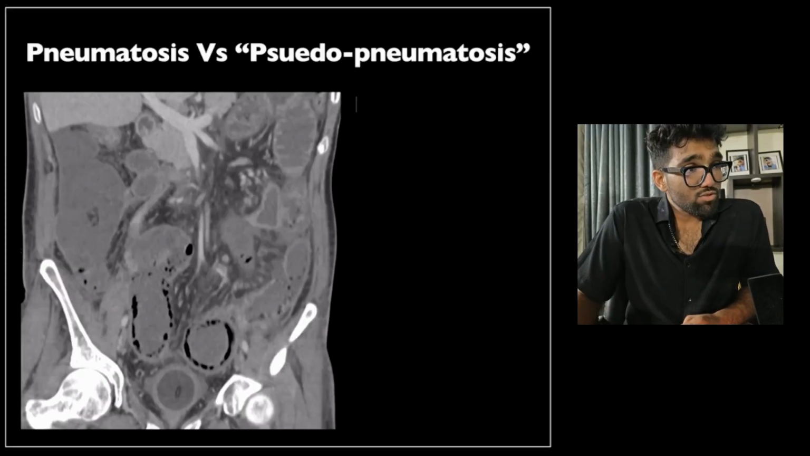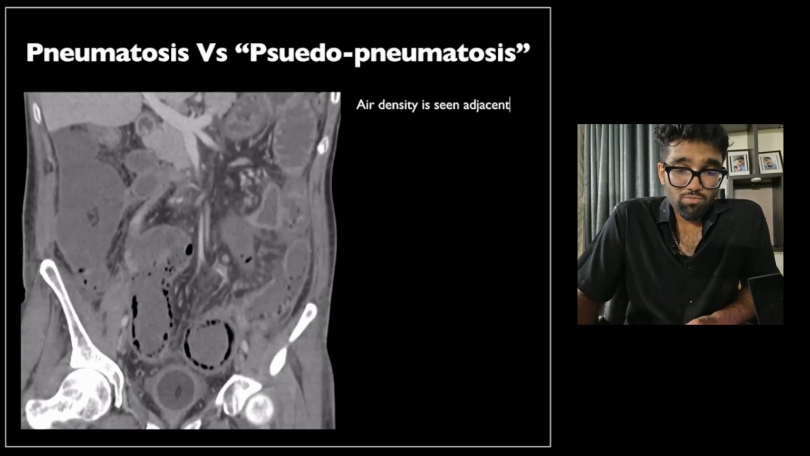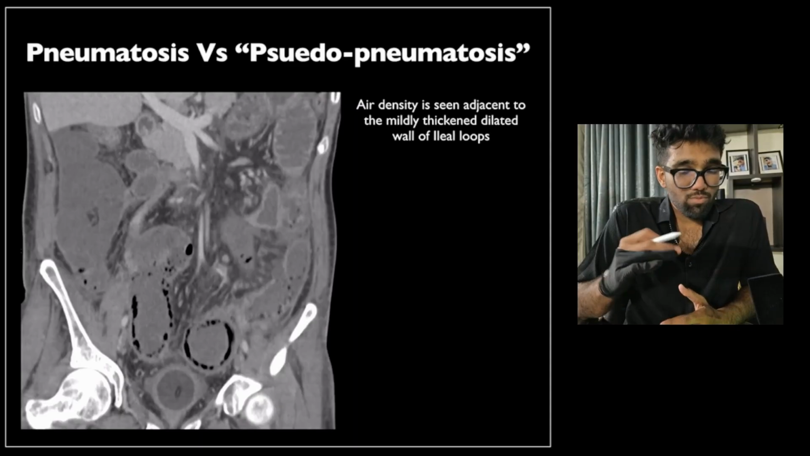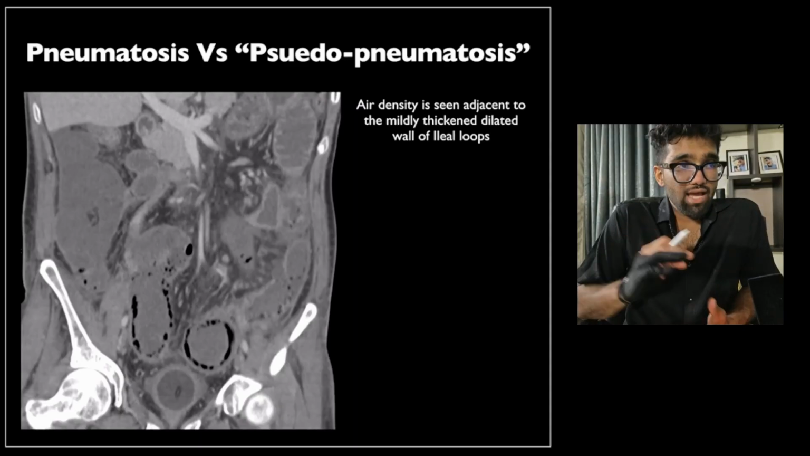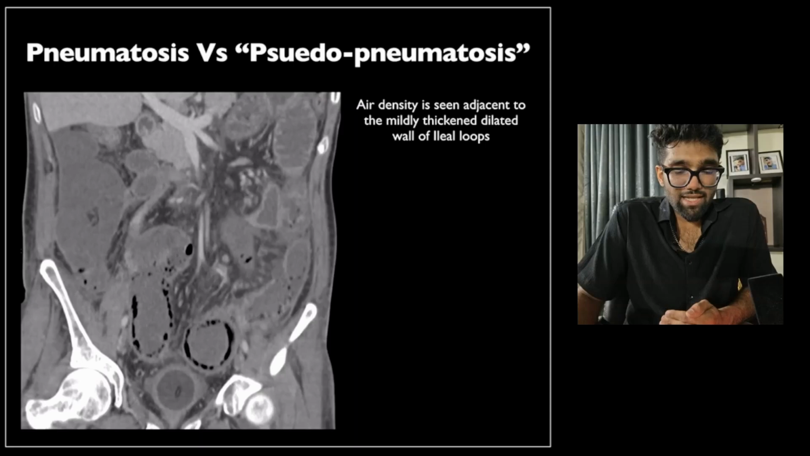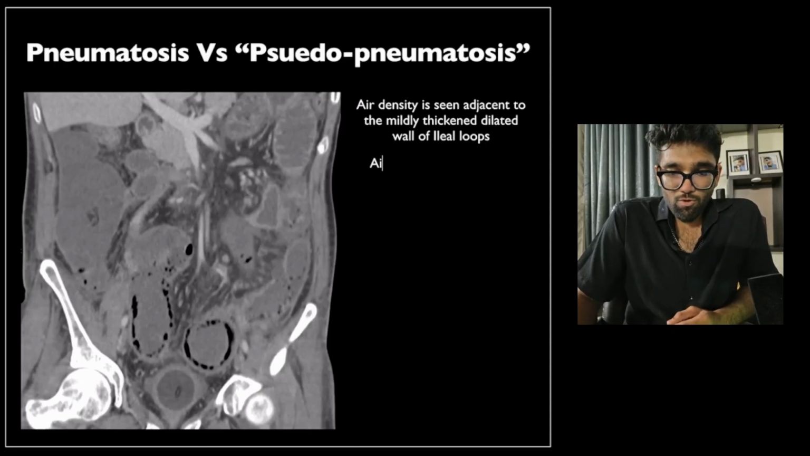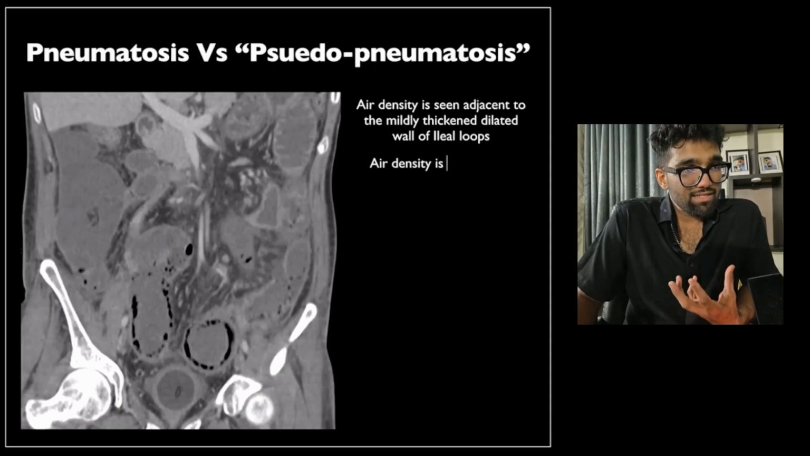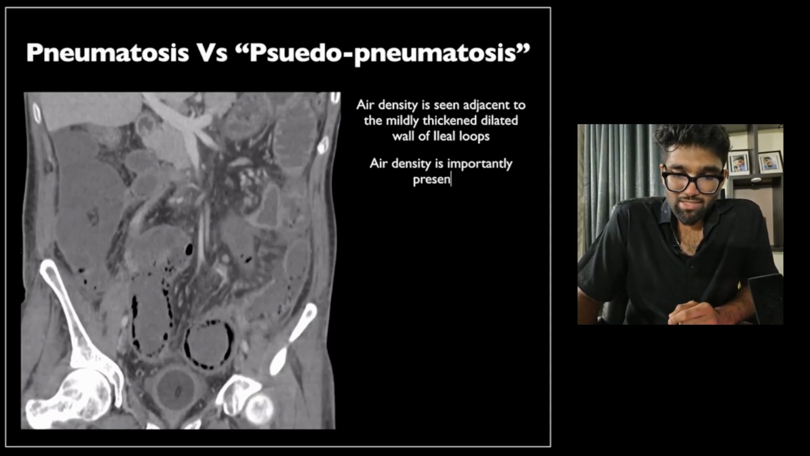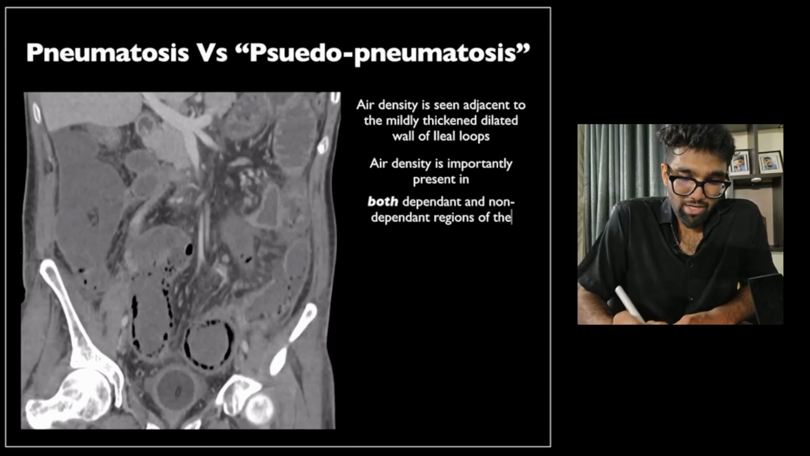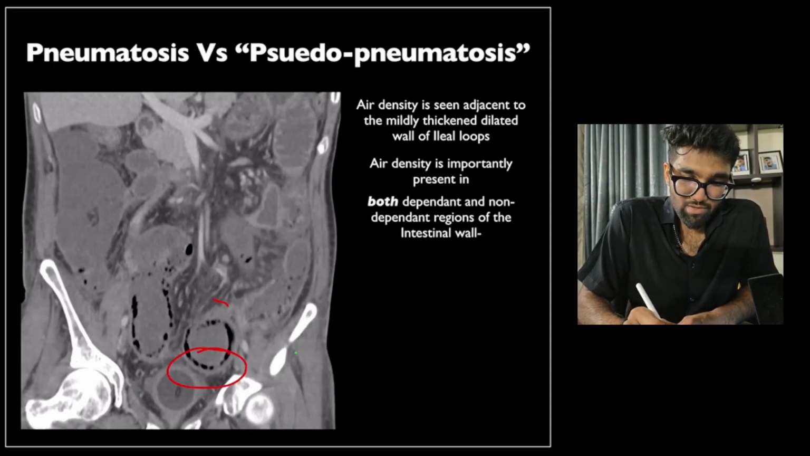Now, there is also the concept of differentiating pneumatosis from what is called pseudopneumatosis. Now, see, air can get trapped between the mucosa and the intestinal contents. So in that situation, it looks like we don't know whether it is inside the wall or it is out, within the lumen of the intestine. So, in a mildly thickened, dilated ileal loop, as in these cases, air density is there all around the intestinal lumen. But importantly, it is there in both the dependent parts of the intestine as well as the non-dependent parts.